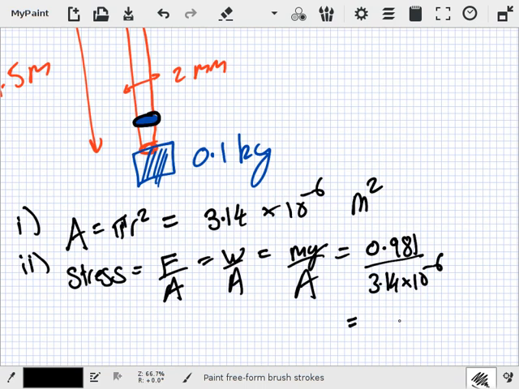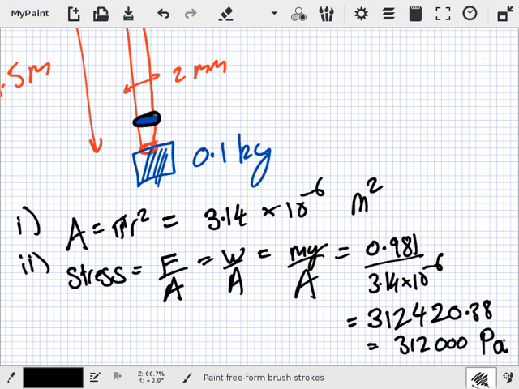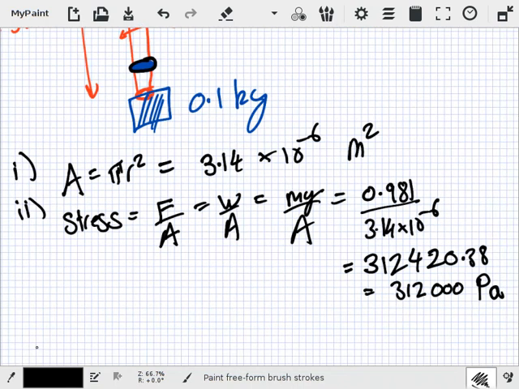3, 1, 2, 4, 2, 0. Yeah. 3, 8. Okay. That's not as big as I thought. So we'll say that's 312,000 pascals. Okay? Right, part 3.